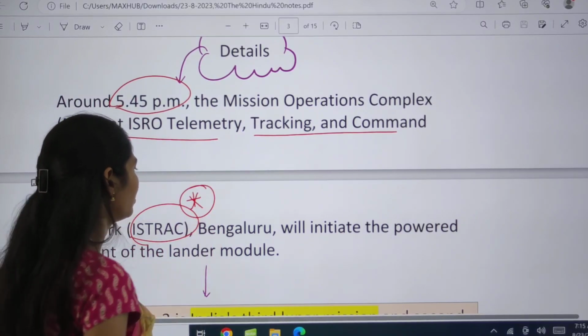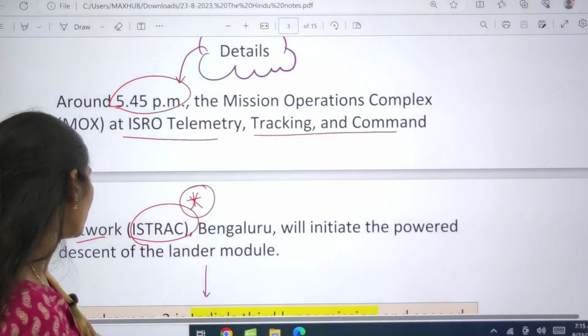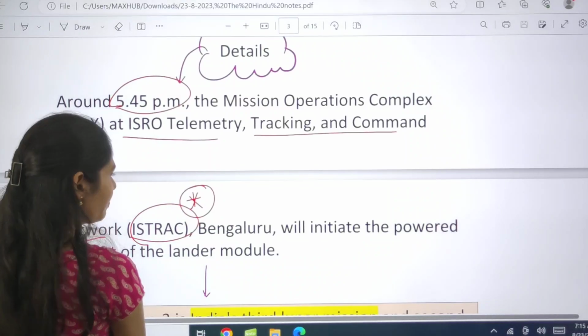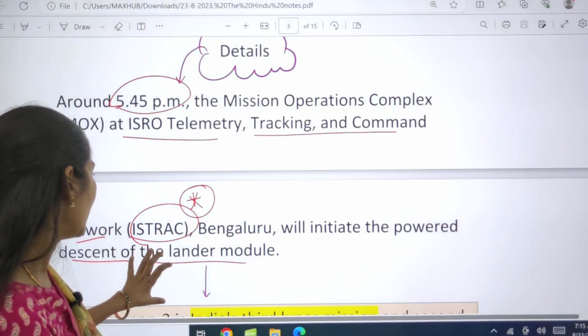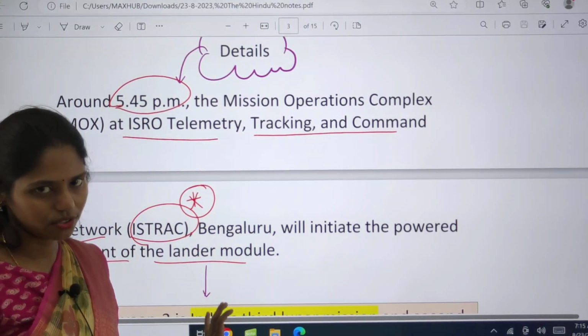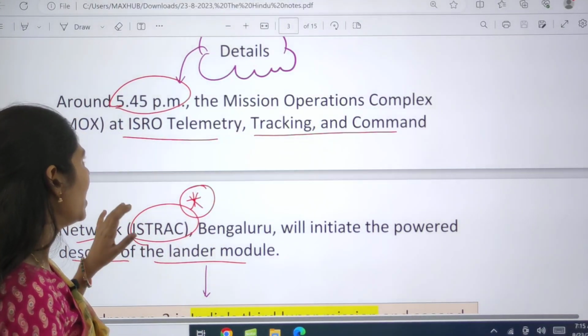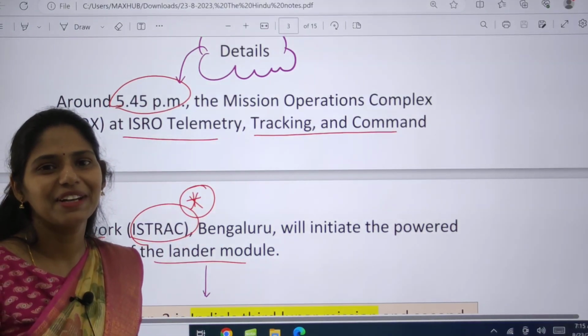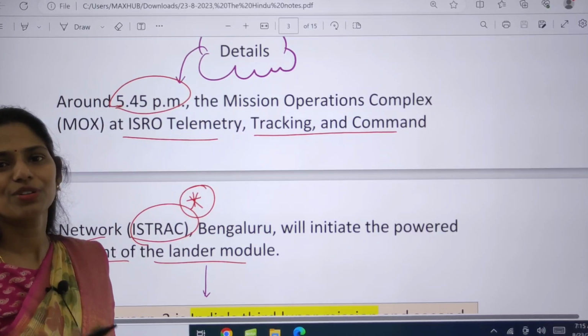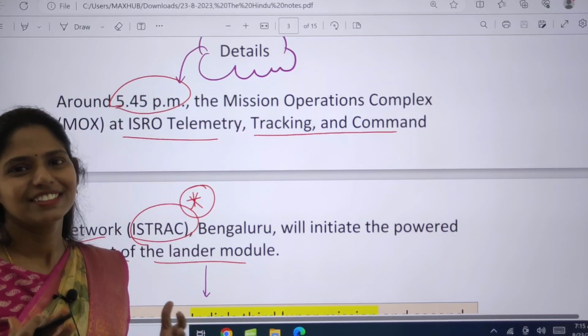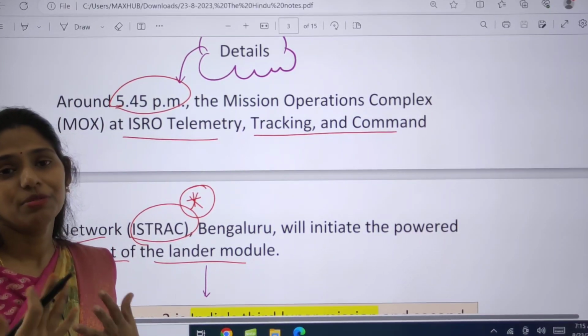Okay, tracking everything will be done by ISTRAC. ISTRAC will initiate the powered descent of the lander module. The lander module will be descended by ISTRAC by 5:45, and we will have 15 minutes of critical time. Even the scientists of ISRO will be very anxious, very tense.